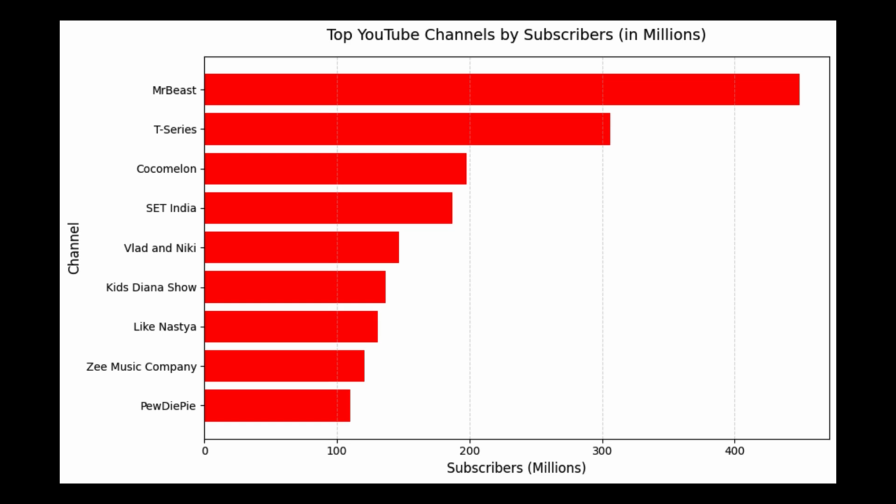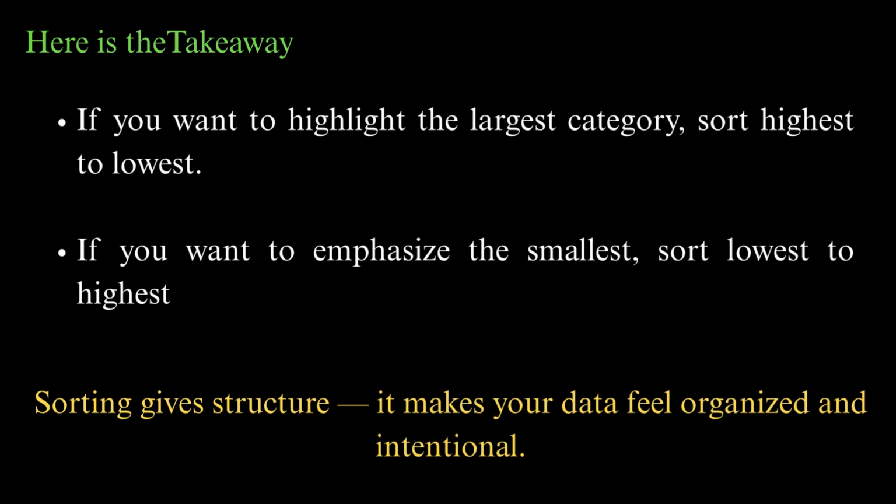You see instantly the leader, Mr. Beast, is right on the top and your brain gets a story right away. Okay, so here is the key takeaway. If you want to highlight the largest category, sort highest to lowest. If you want to emphasize the smallest one, sort lowest to highest. And if your bars are randomly oriented or randomly ordered, your story is lost. So sorting gives a structure. It makes your data feel organized and intentional.